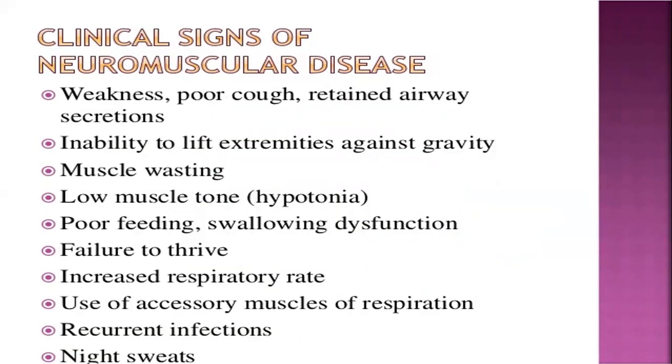How will patients with a neuromuscular disorder present? They will have weakness, poor cough, retained airway secretions, inability to lift extremities against gravity, muscular wasting, low muscle tone, which is also called hypotonia, poor feeding, swallowing dysfunction, failure to thrive, increased respiratory rate, use of accessory muscles of respiration, recurrent infection, and night sweats.